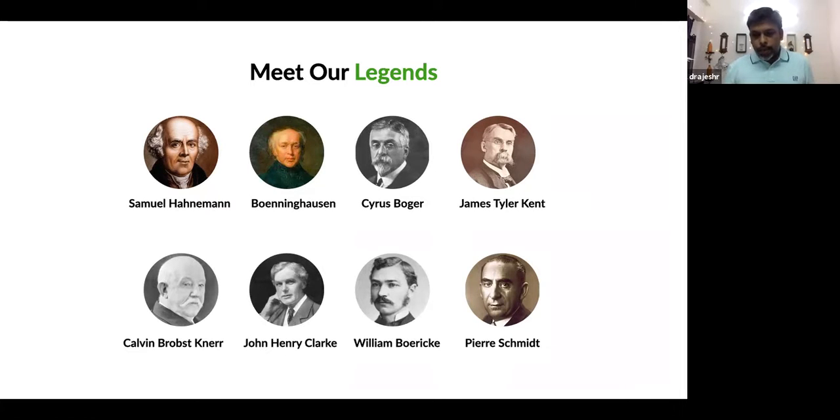Clark, Borick, both William Borick and Oscar Borick, their contributions to us are mostly to that of the clinical material because these people started using, of course Boger started it, but after that, Clark and Borick were those people who started mentioning the names of the disease or the pathological condition as such, and went ahead with it. And then we have Pirate Schmidt, who worked upon Kent's works and made a great contribution to that of the repertory.